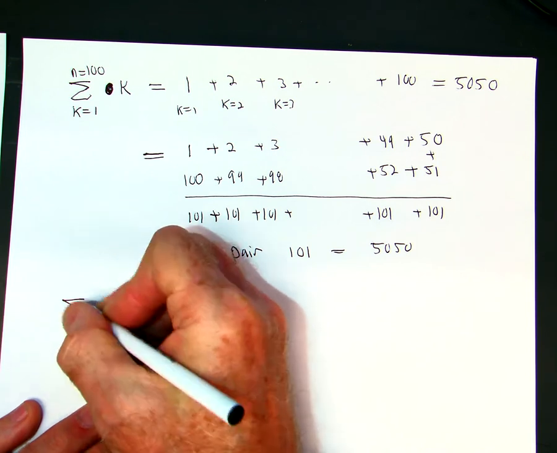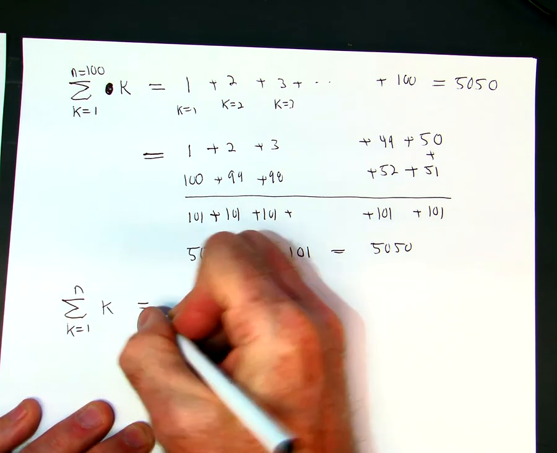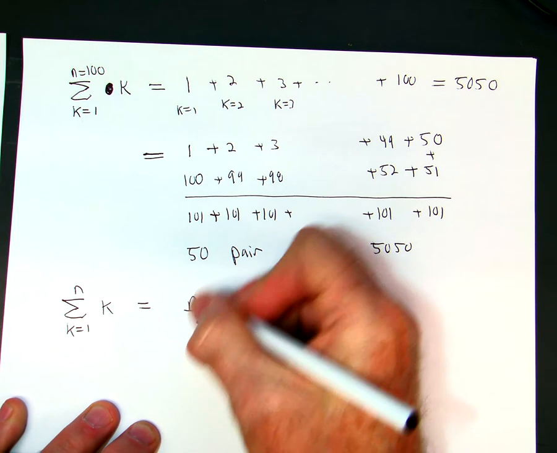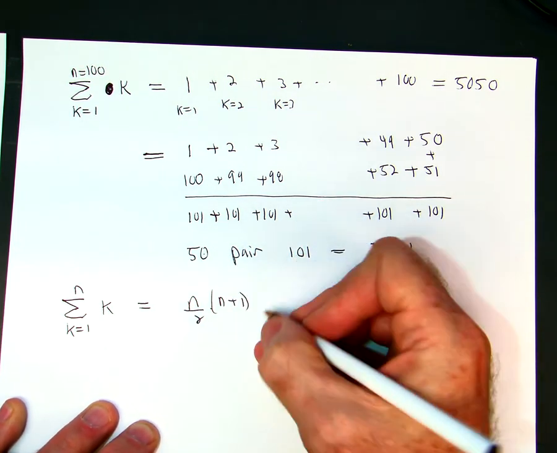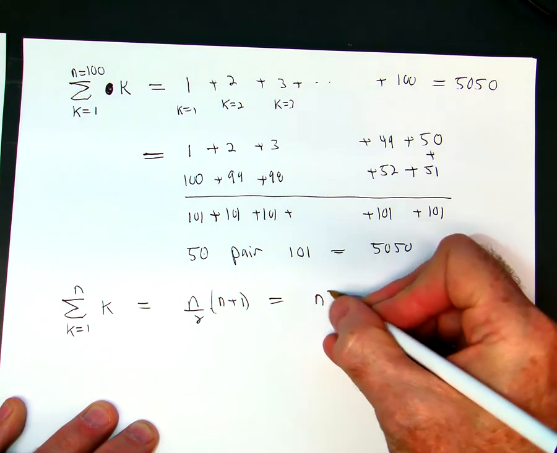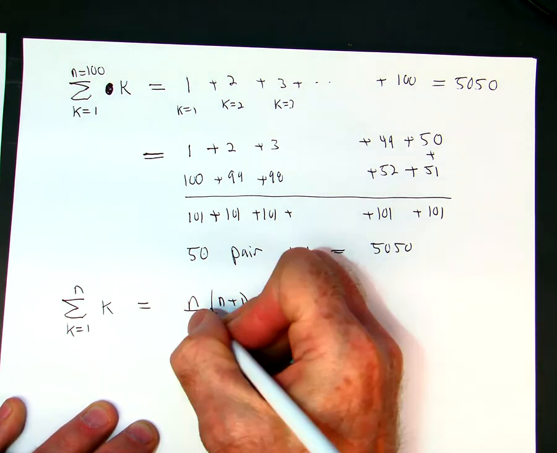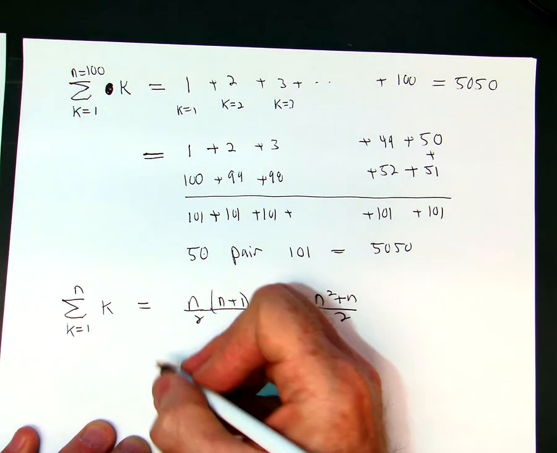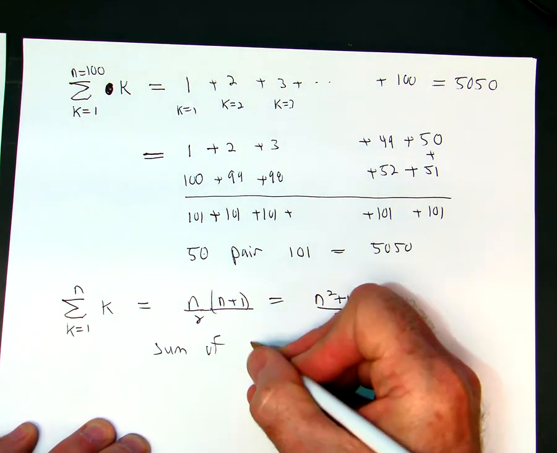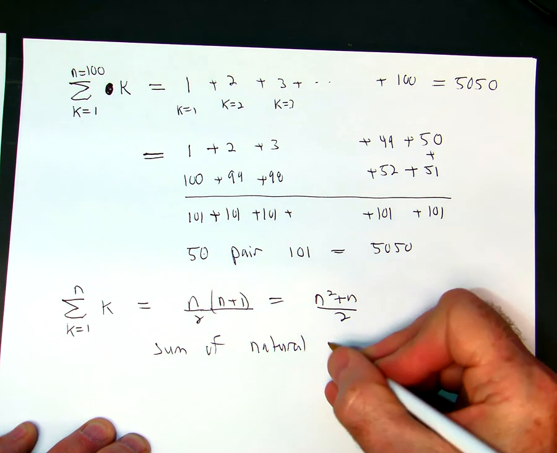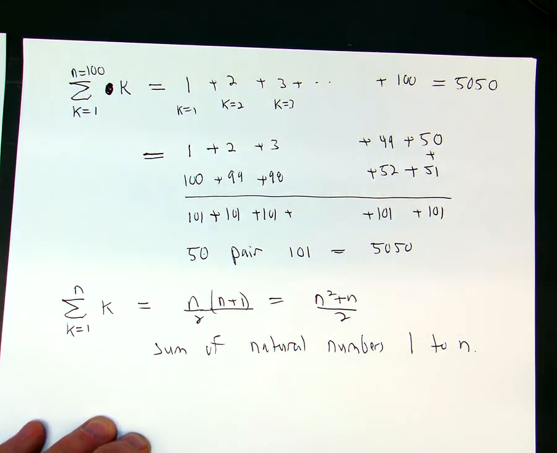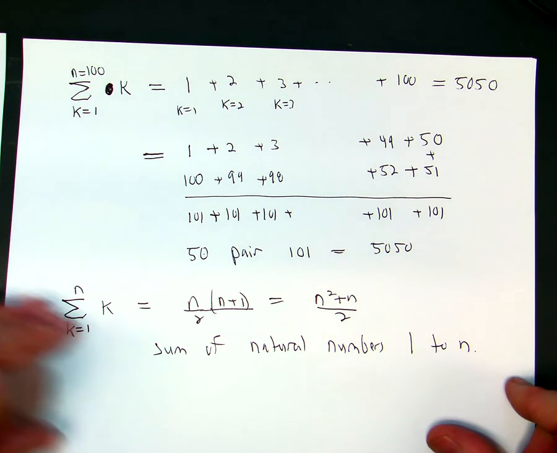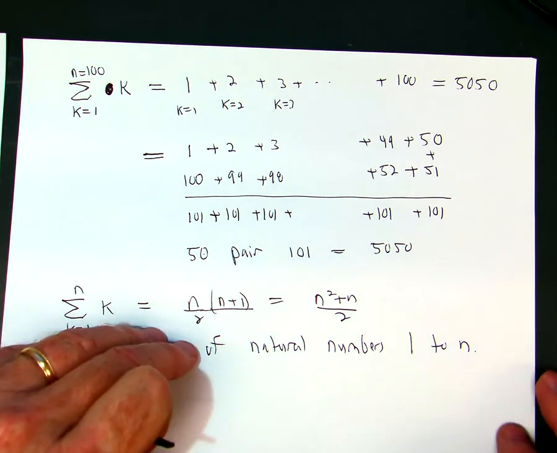Okay. Now, I'm going to use this idea to find this formula. We get n over 2 pairs, 50 was n over 2, of n plus 1. 50 pairs, 101. That's my formula. Some people like to write it this way. Some people like to write it this way. It's either way. So this is the sum of natural numbers. Natural numbers are positive whole numbers, 1 to n. Okay, it's a famous formula. Okay, so you've seen a couple of examples of that. So let me give you another example of a summation.